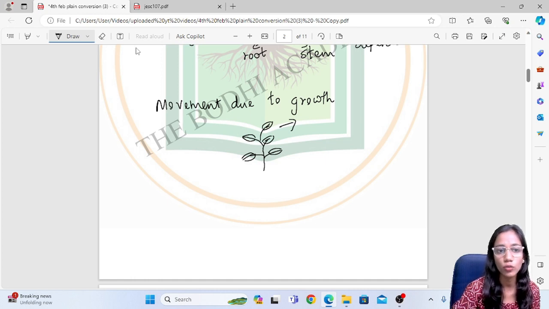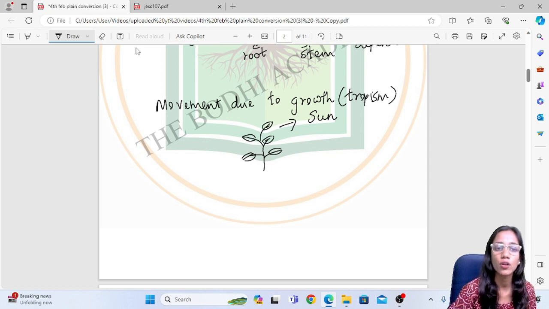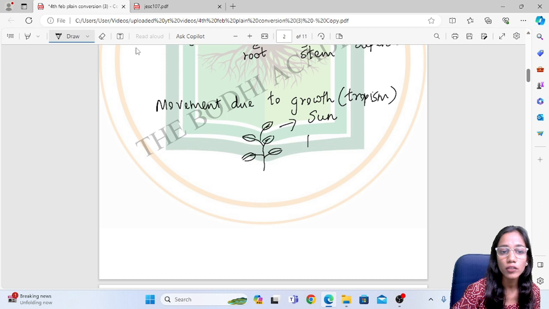The stimulus over here is the sun, and the growth is called tropism. So the top part of the plant, the stem, is growing towards the sun. This is called positive phototropism.